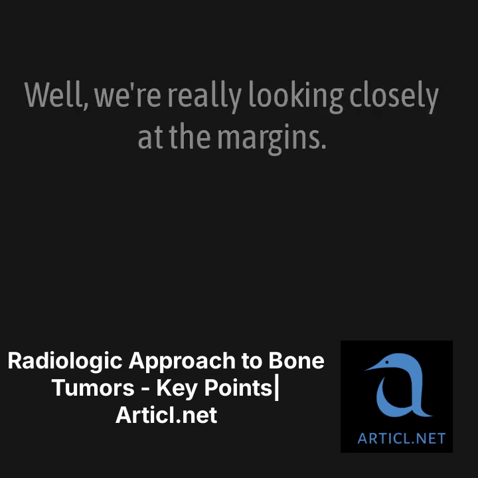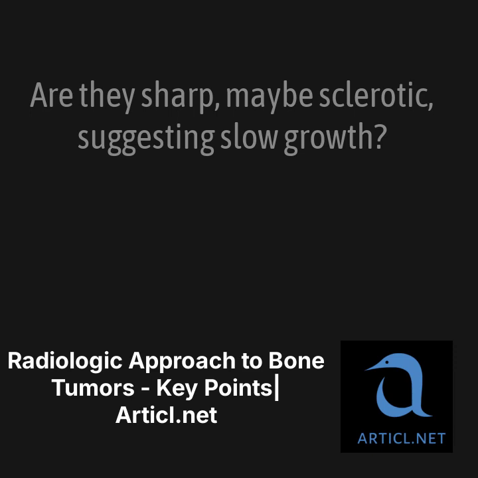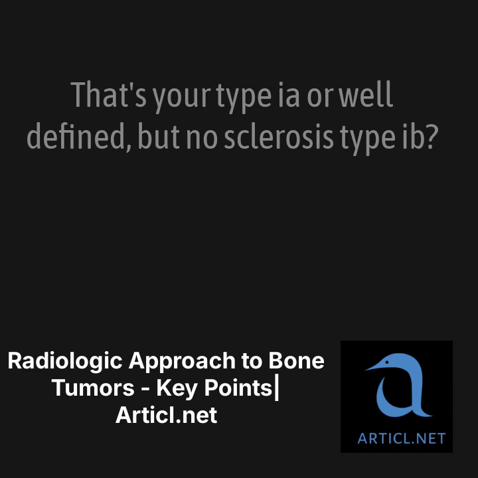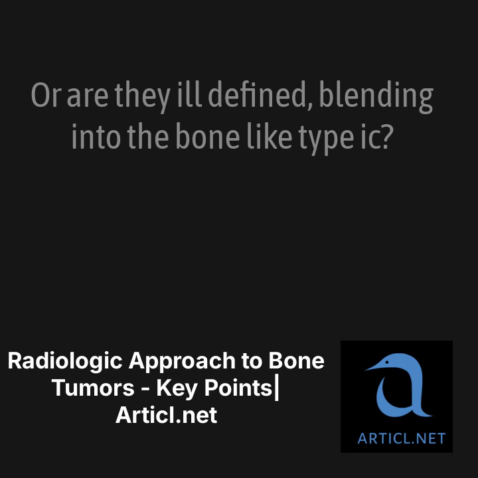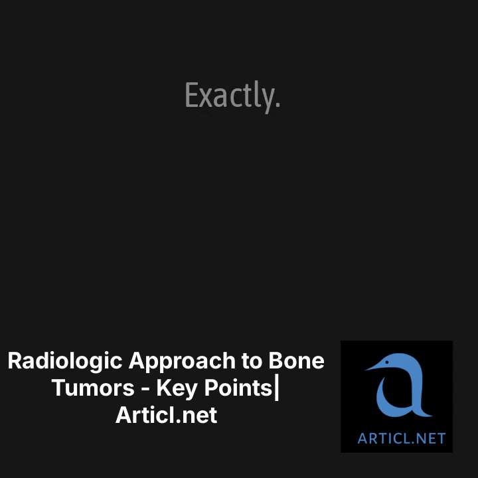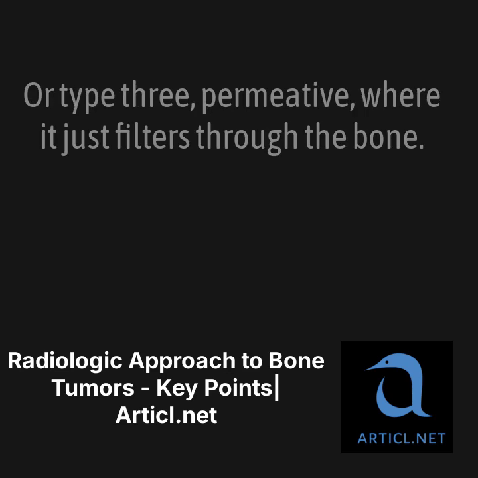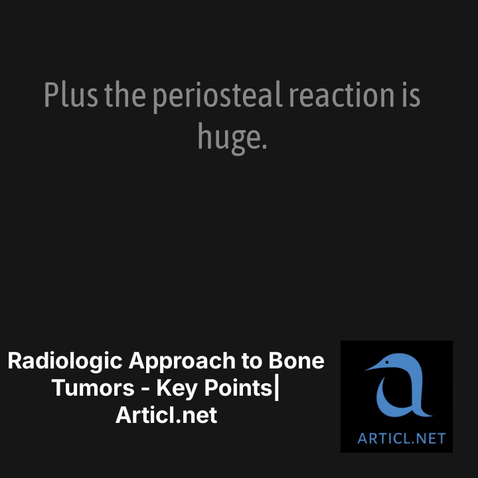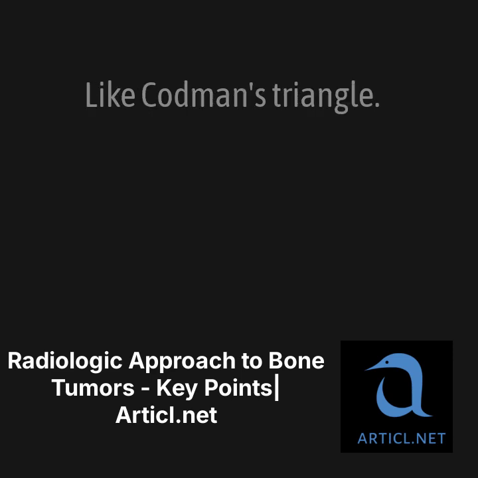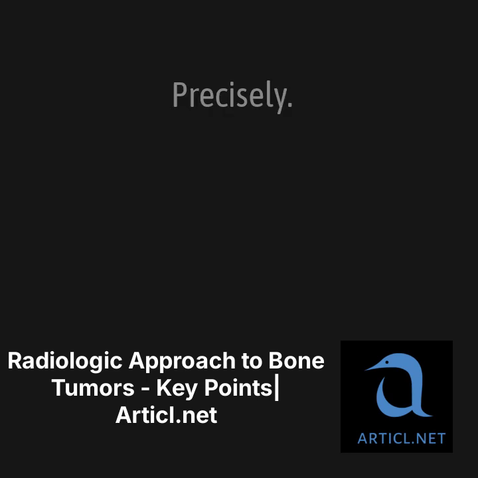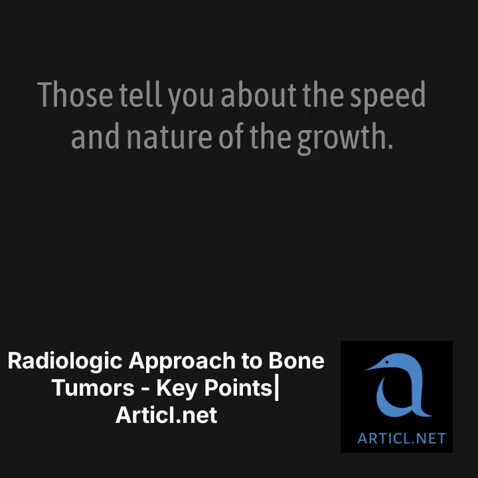Well, we're really looking closely at the margins. Are they sharp, maybe sclerotic, suggesting slow growth? That's your type IA. Or well-defined but no sclerosis, type IB. Or are they ill-defined, blending into the bone, like type IC? More aggressive signs. Exactly. And then you get into the really aggressive patterns, type 2, the moth-eaten look, or type 3, permeative, where it just filters through the bone. Plus, the periosteal reaction is huge, like Codman's triangle or the onion skin appearance. Precisely. Those tell you about the speed and nature of the growth.